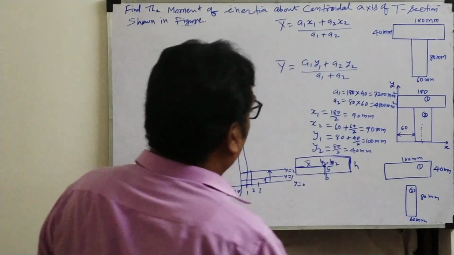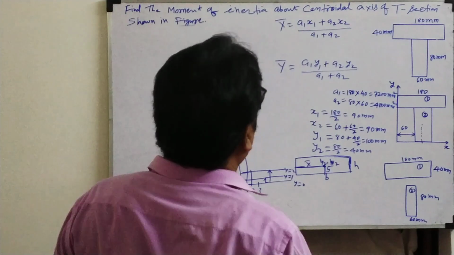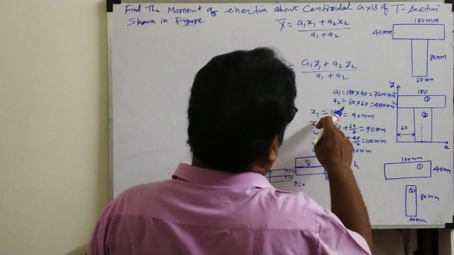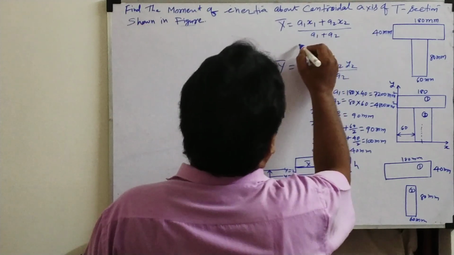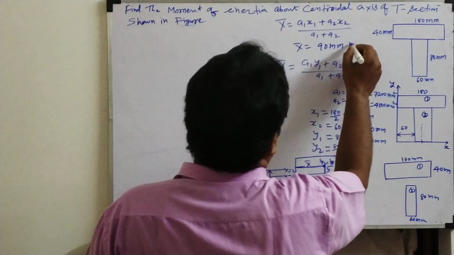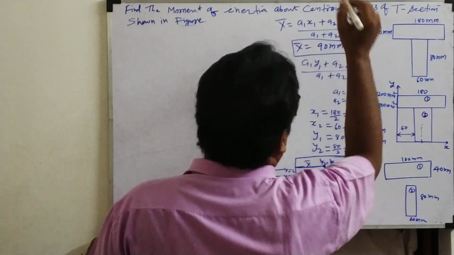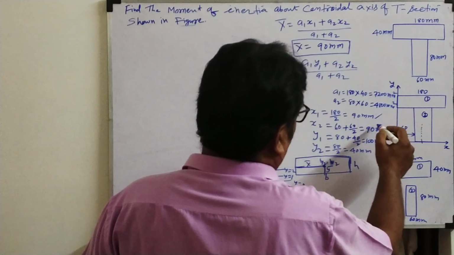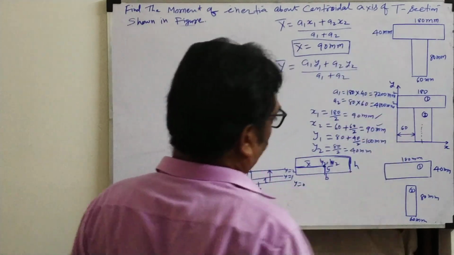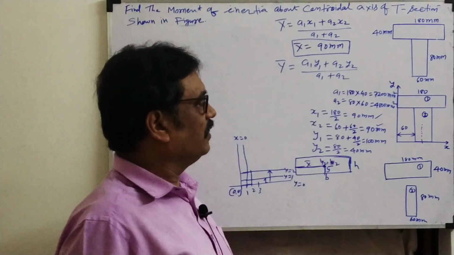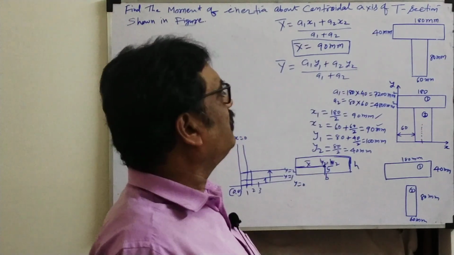Okay. Now what will we do? We'll substitute the values in the x bar, y bar formulas. So A1, A2 we know, x1, x2, y1, y2 we know. So this x bar value you will get is 90 mm. How do I know this is 90 mm? I will tell you now. Directly I know it is 90 mm. x1 is also 90, x2 is also 90, this is also 90. Why? You see this. We'll look at the symmetry of this section. So how will we know symmetric sections?